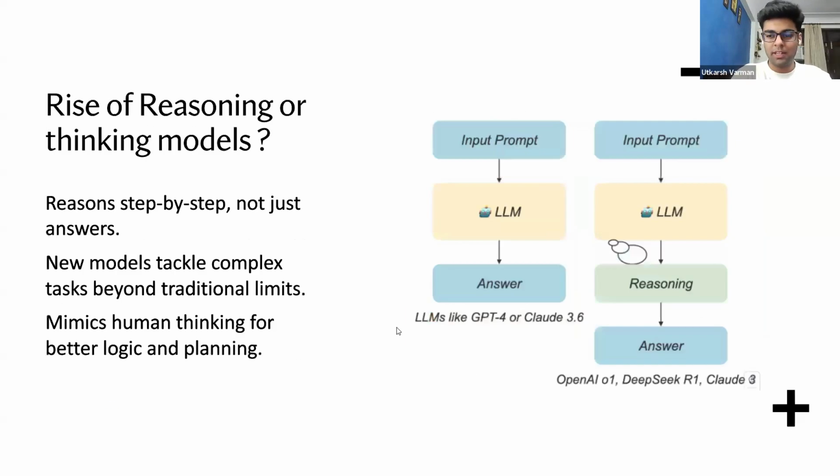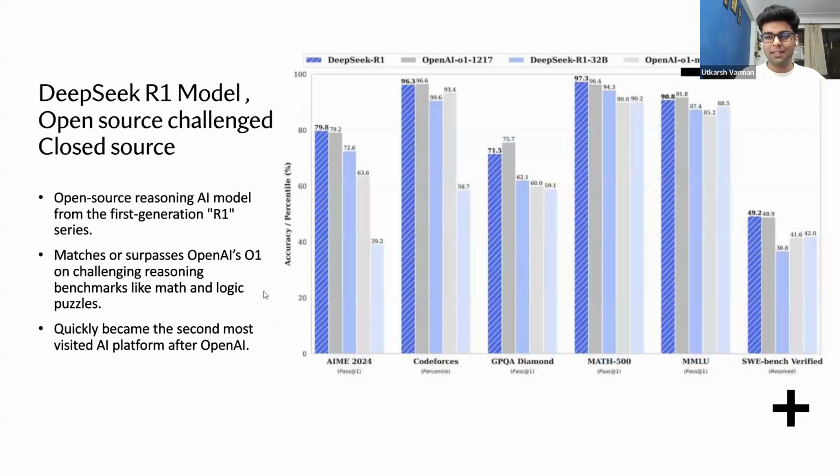Like I said, earlier we had GPT-4 and Claude 3.6, which generally gave us the response directly as per our request. But when reasoning comes into the picture, the model actually has to think and evaluate before generating a response for your request. So it mimics human thinking and better logic and planning. Let's talk a little bit about the DeepSeek R1 model, which just got introduced.